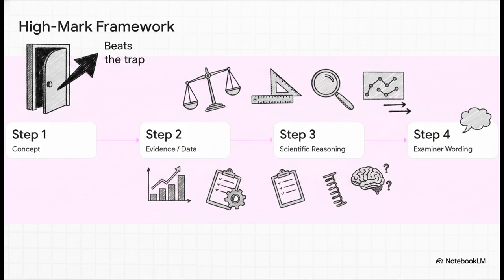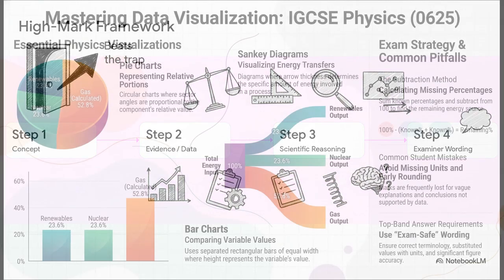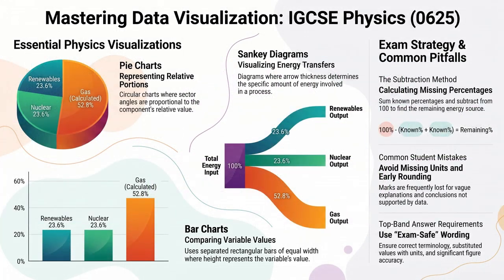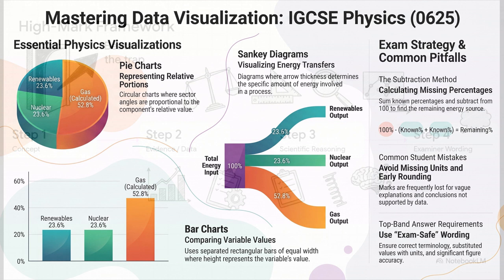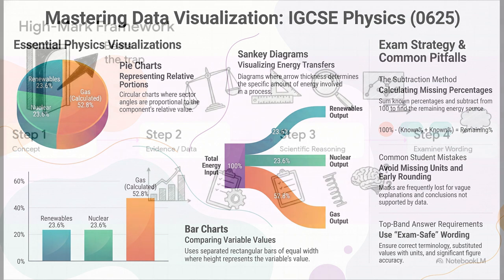To beat the trap, we're going to use our 4-step Highmark framework. It goes like this. Step 1, concept. Step 2, evidence or data. Step 3, scientific reasoning. And finally, Step 4, examiner wording. We are going to use this exact framework to dissect every single measurement and calculation today.